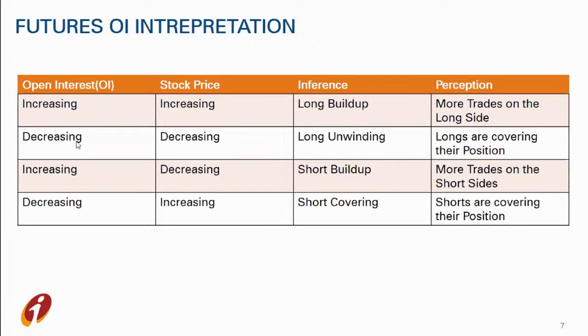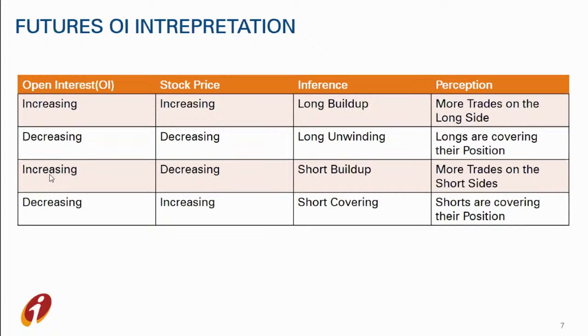Similarly, if the open interest decreases and the stock price decreases as well, the inference is that whatever long position the futures traders have taken, they are trying to square it off. So longs are covering their position, the buying position is getting squared off. So that's what long unwinding means.